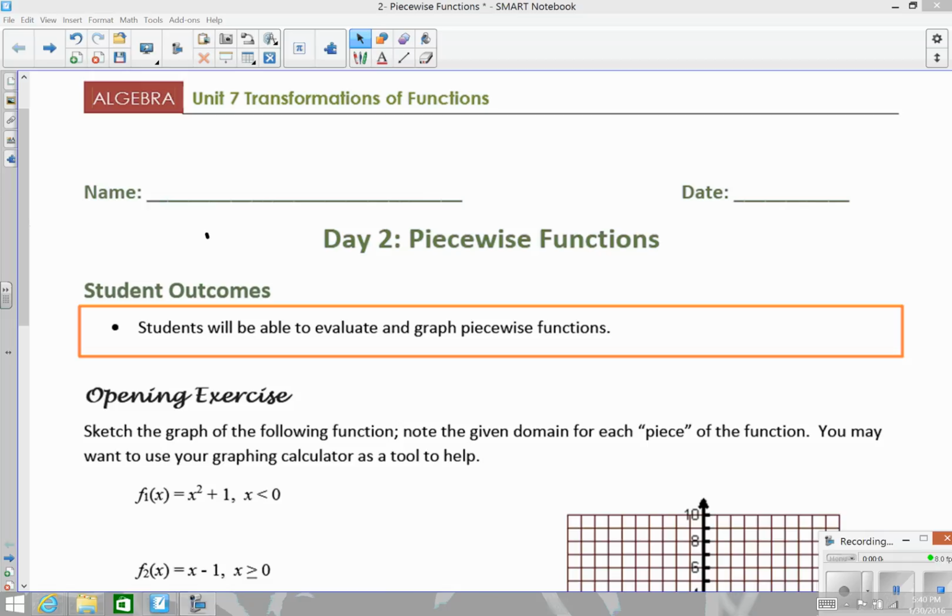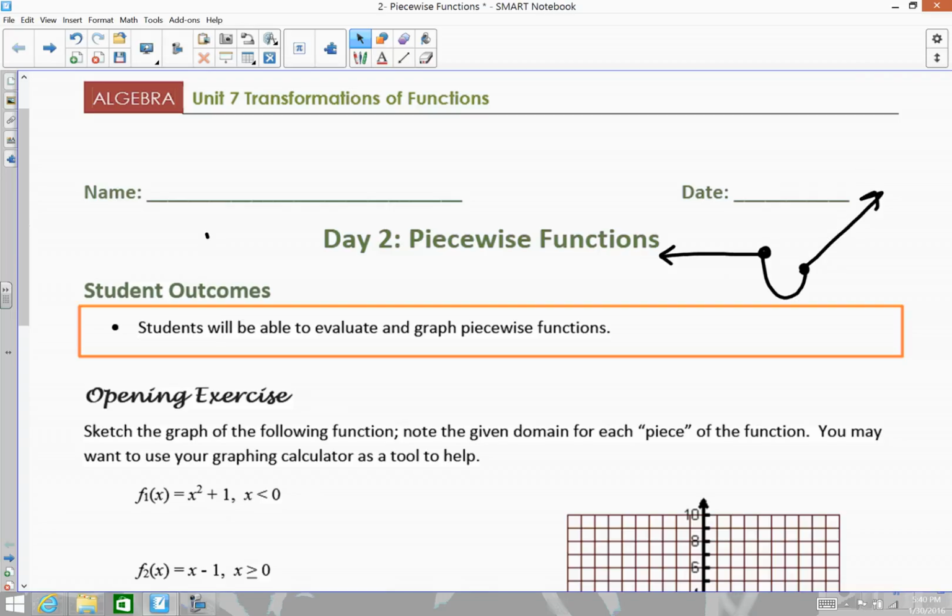Hi guys, today we're going to learn about piecewise functions. Basically, piecewise functions are functions that are made up of different pieces of different types of functions. So for example, you could have a linear function that turns into a parabola, which then turns into another linear function. This would be considered a piecewise function because it's made up of three different parts.